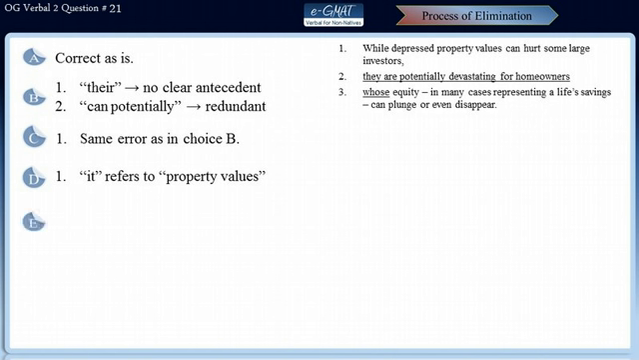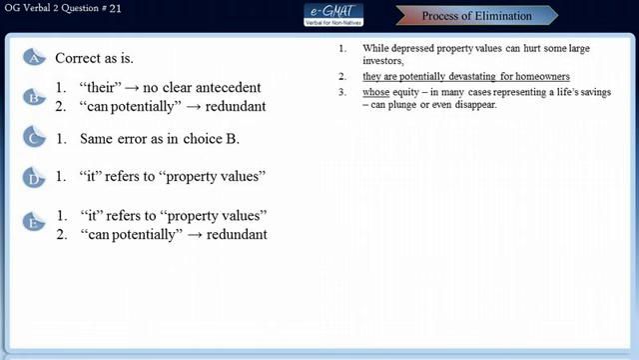In choice E again, we have the same mistake as in choice D. It refers to property values, so the pronoun does not agree in number with its noun antecedent, and again we have this redundant expression can potentially. So for these two reasons, E is not the correct answer. So as we discussed in error analysis, choice A is the correct answer for this sentence.